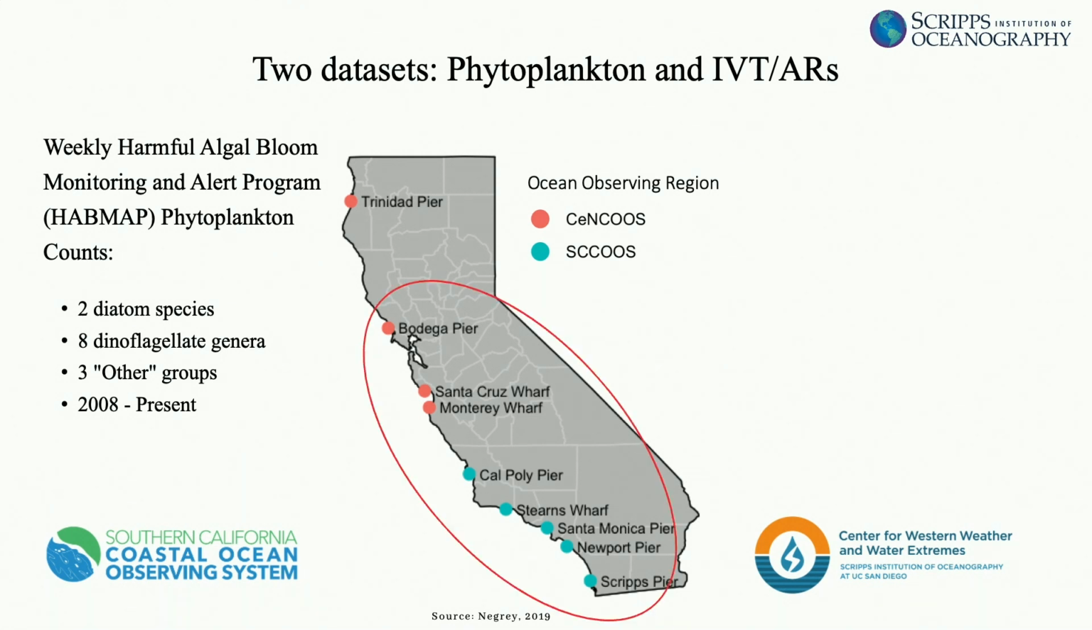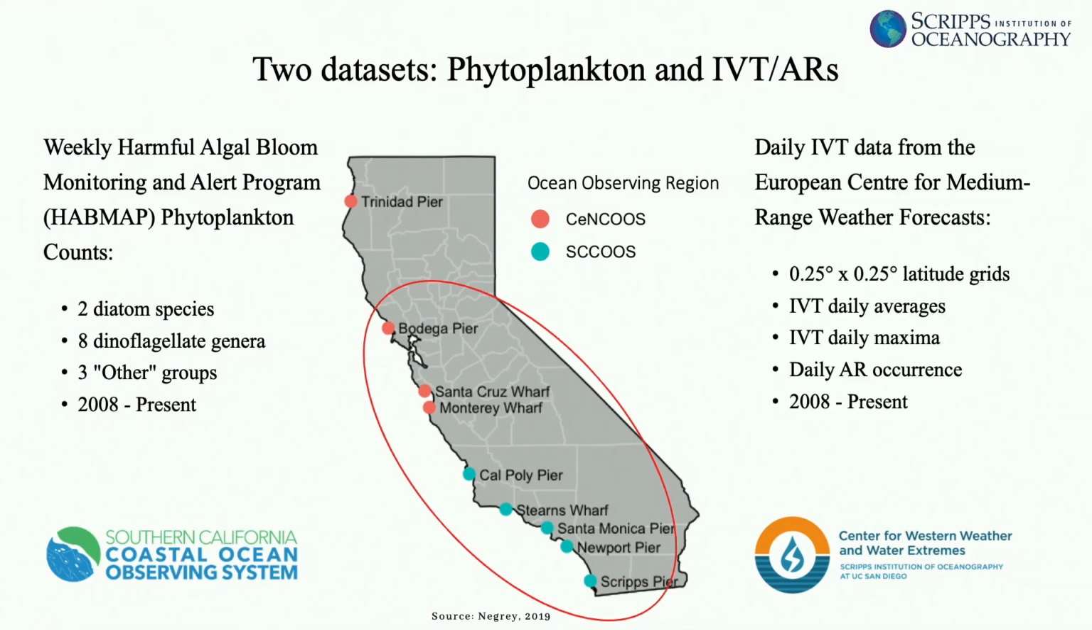And then my locations are going to be here on this map. These are all of the locations that are part of HabMap, but I didn't use Trinidad Pier because they didn't have any available phytoplankton data, so everything was Bodega Pier down to Scripps Pier.